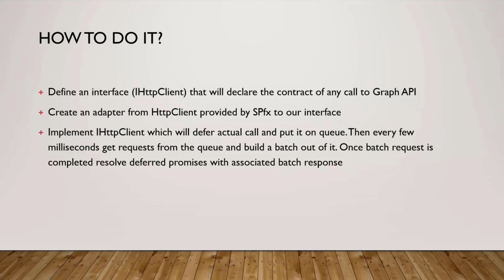First of all, we will define an interface that will abstract our get, post, batch methods, effectively IHttpClient, and this will be our contract to Graph API. Then we will very quickly create an adapter from HTTP client, or actually AadHttpClient, provided by SharePoint framework, and we will map certain functions to our IHttpClient implementation. And finally, we will implement a very nice HTTP client that will aggregate our requests, put them on some queue, and every few milliseconds or a few hundred milliseconds, it will get everything on the queue, batch it together, send, and resolve the promises associated with the requests.